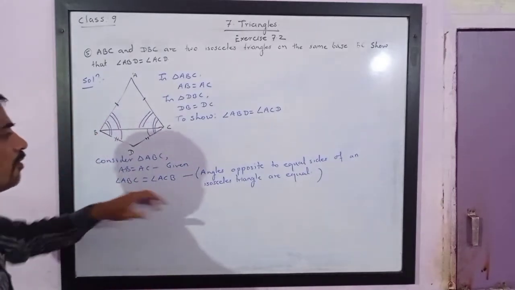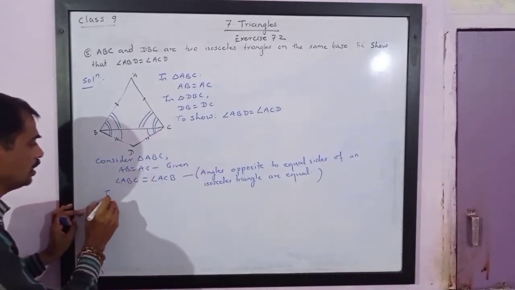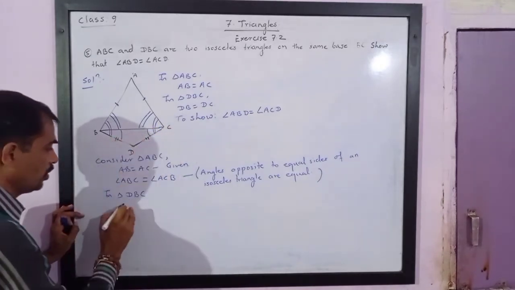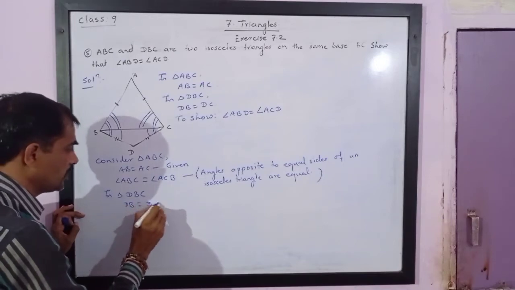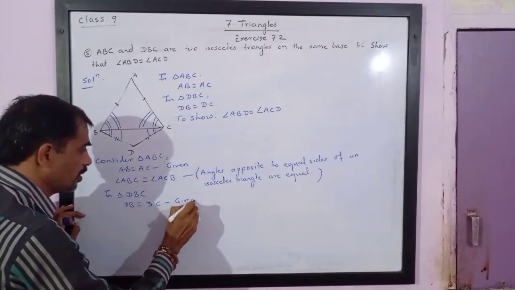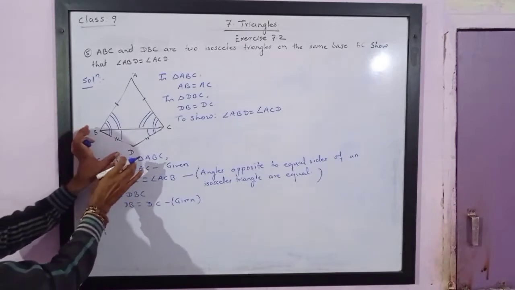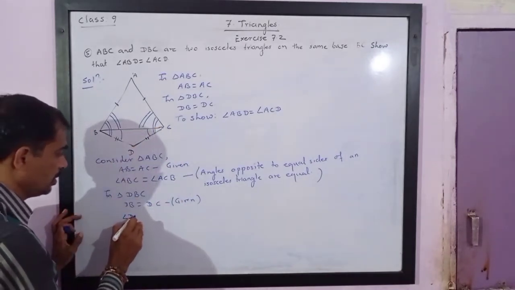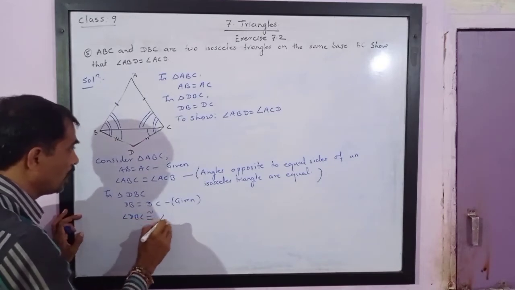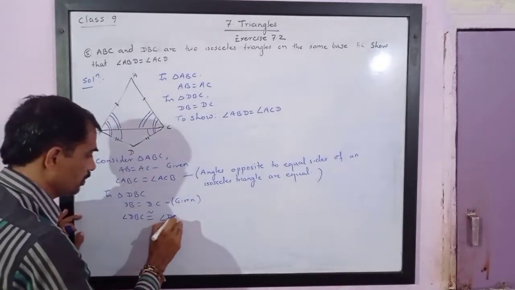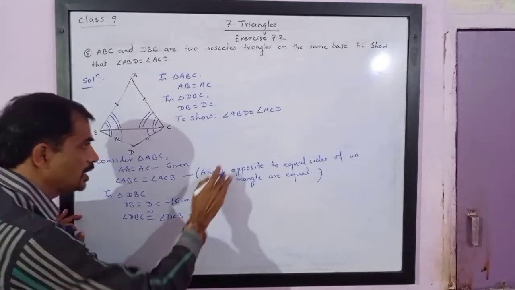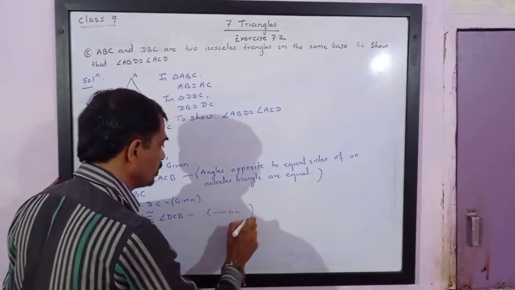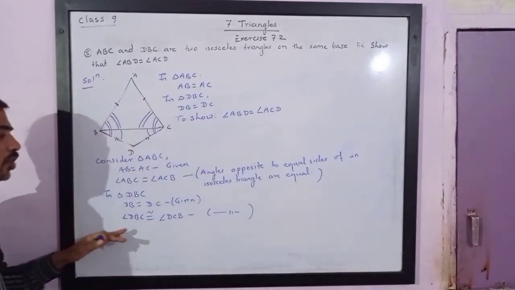So in the same way, we can write in triangle DBC. We are given DB is equal to DC. This is given. So we can say that angles opposite to congruent sides are equal, angle DBC is congruent to angle DCB. Same reason. That is, angles opposite to equal sides of an isosceles triangle are equal. So by this reason, we can say these two angles are equal.